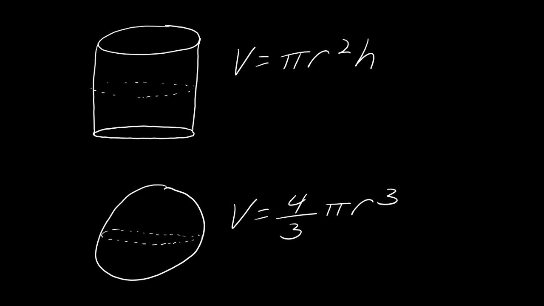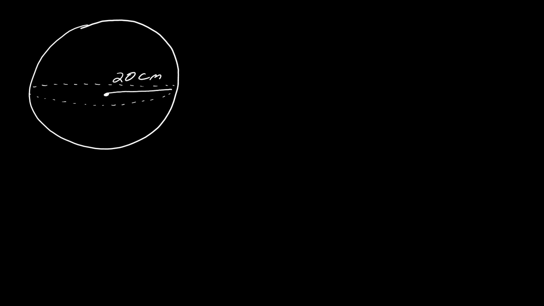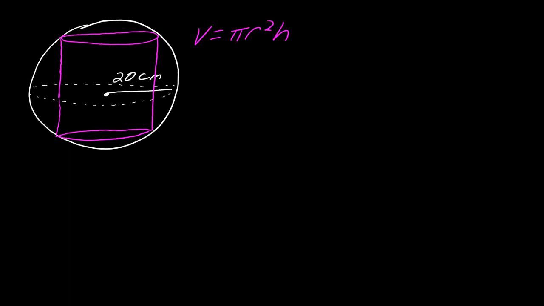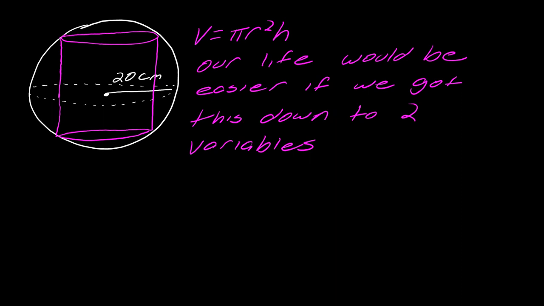We actually really only need to know something about the right circular cylinder, but I just figured I'd throw this down and remind you of how a sphere works as well. So we've got this sphere of 20 centimeters, and we're trying to put a right circular cylinder, I like to think of it as a can, inside of the sphere. And we know this is the volume formula for our right circular cylinder, but our life would be easier if we could get this down to two variables.